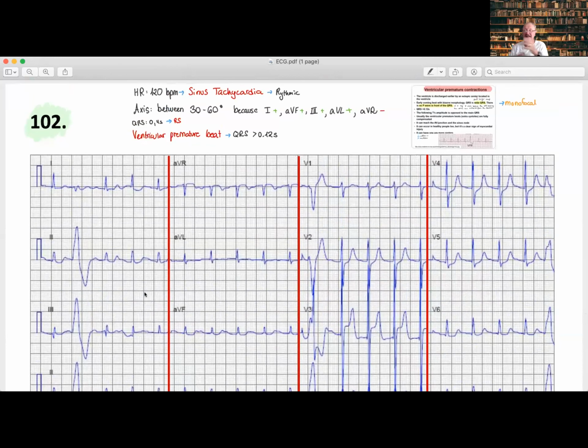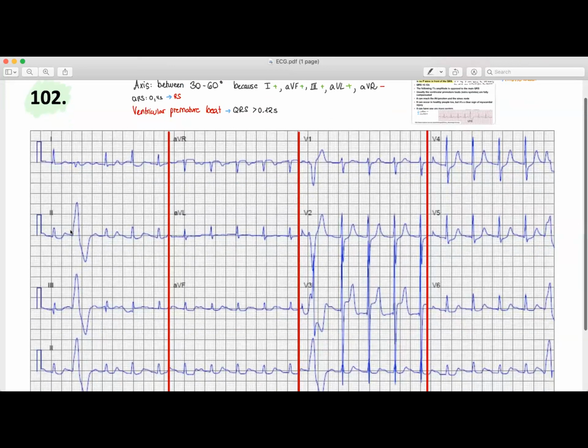But it doesn't matter because the axis is in the normal range. We cannot get anything out of a normal axis. If you had extreme left deviation, then you could make some diagnosis out of the axis deviation. But otherwise, it's not. Okay, go on.